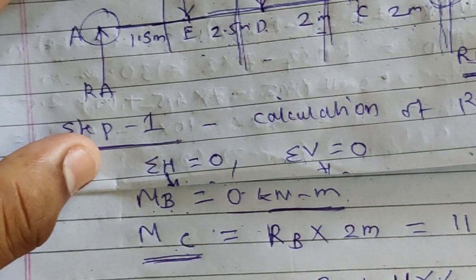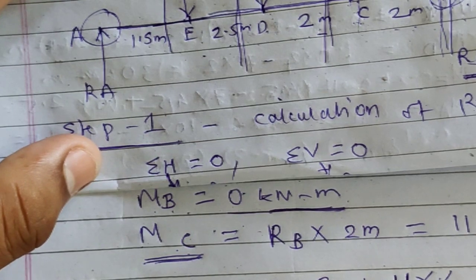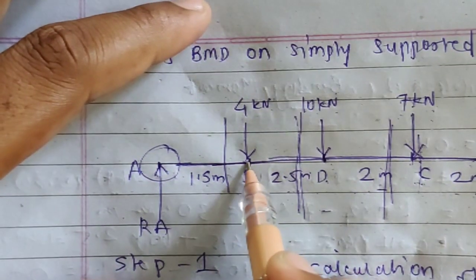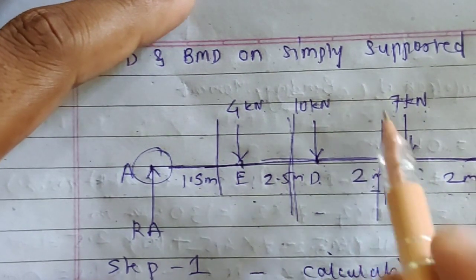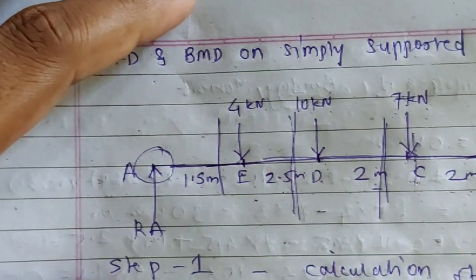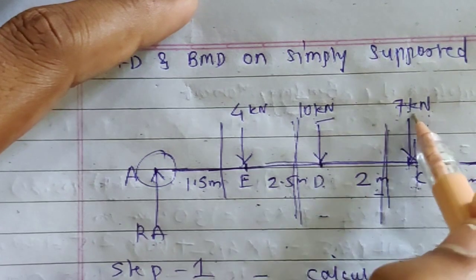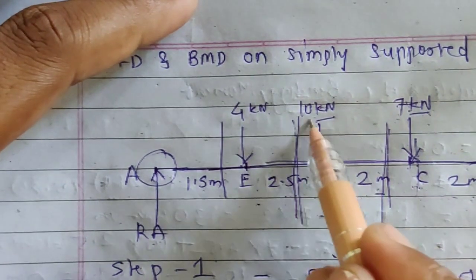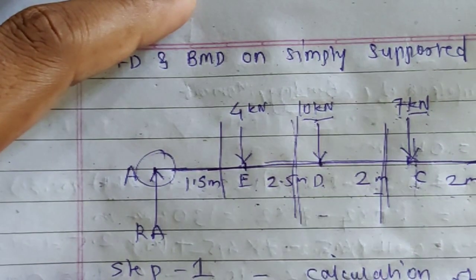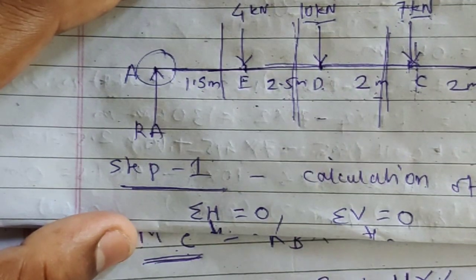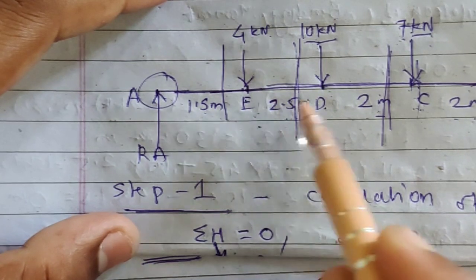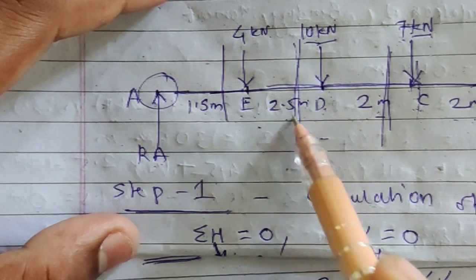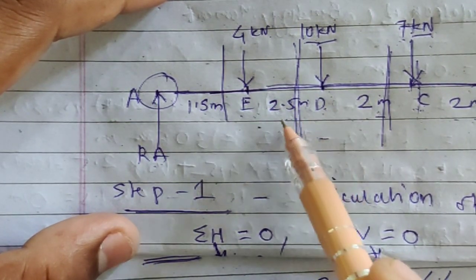Okay, now we calculate bending moment at E. Now at E, how many moments are coming? 10 kilonewton, 7 kilonewton and RB. So minus 10, minus 7, plus RB. Okay, so minus 10 at E, from D to E 2.5 meter is the distance.